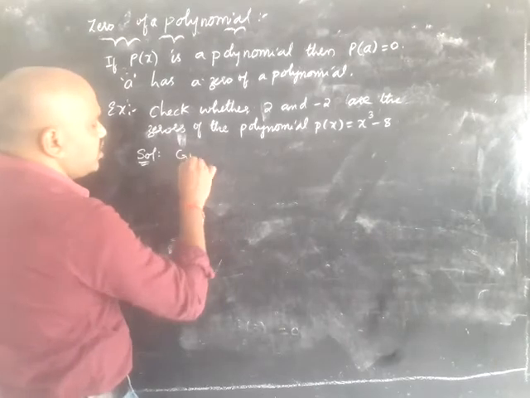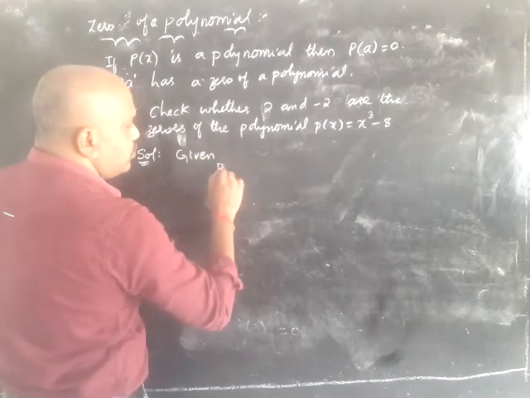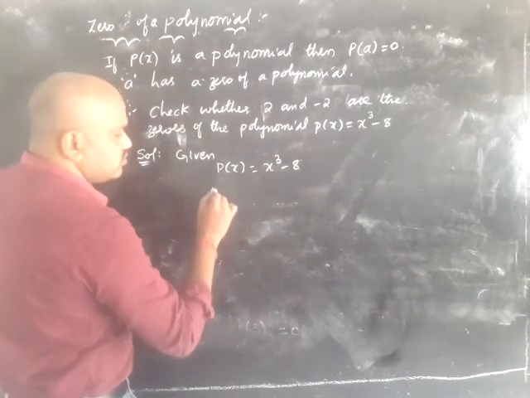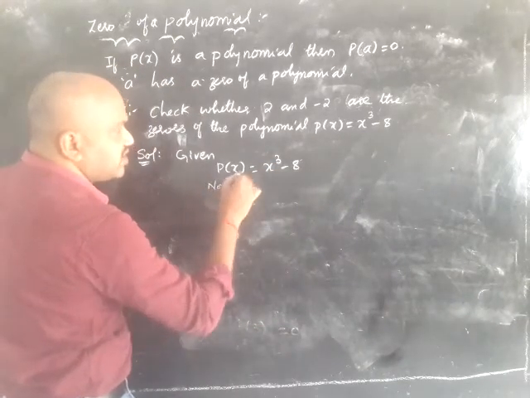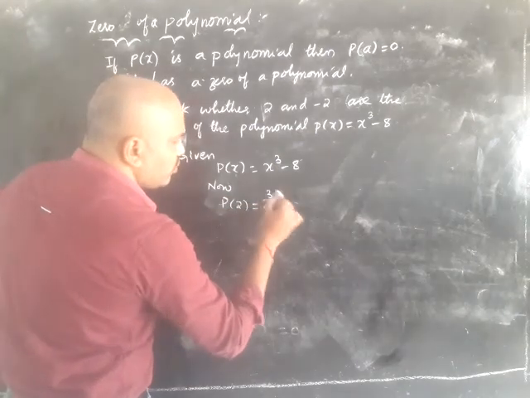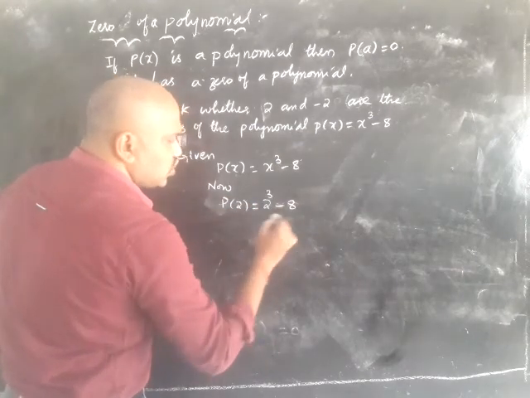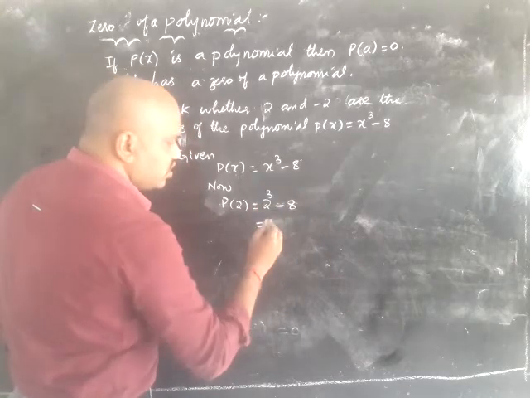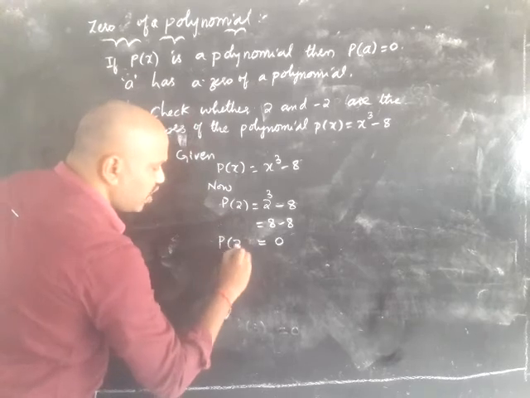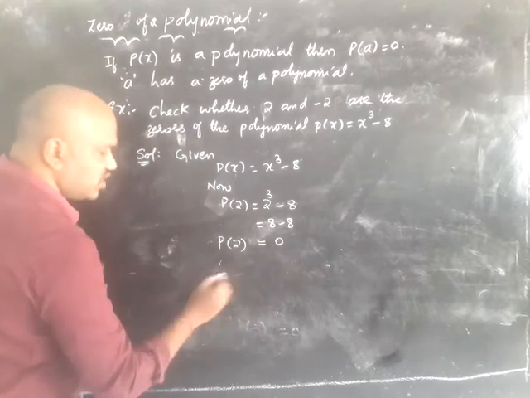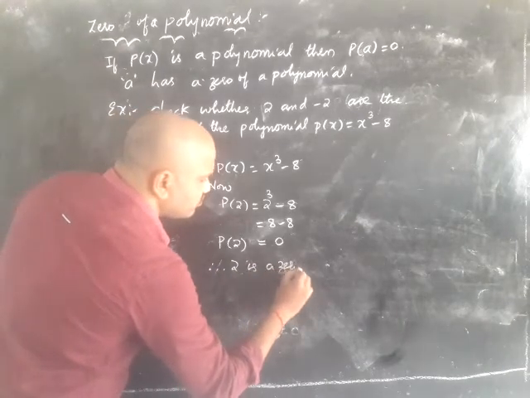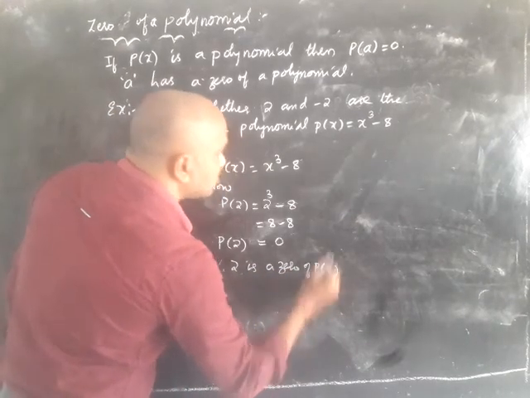See, given polynomial p of x is equal to x cube minus 8. So now replace x with 2. P of 2 is equal to 2 to the power of 3 minus 8. 2 cube, how much? 2 into 2 into 2. That is 8 minus 8, that is equal to 0. We got p of 2 is equal to 0. Therefore, we can say 2 is a zero of p of x.